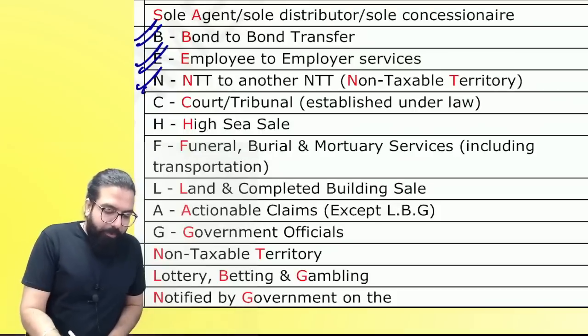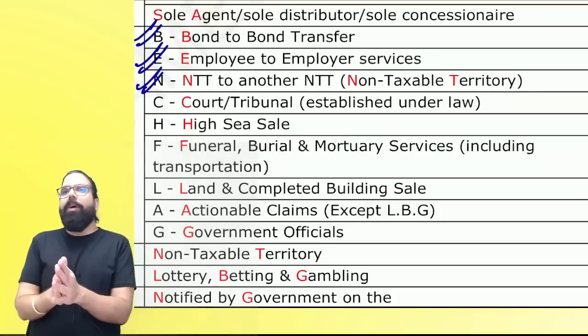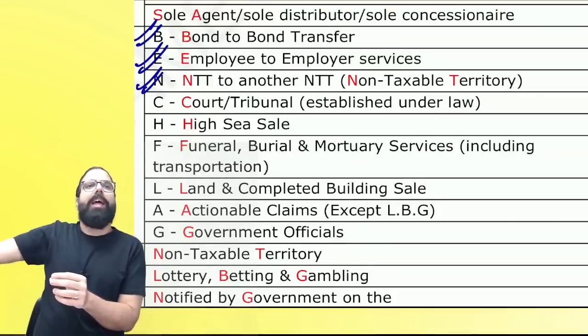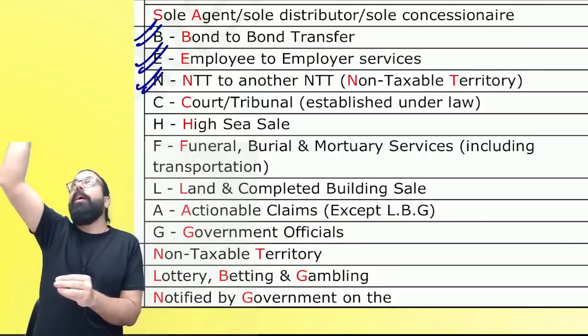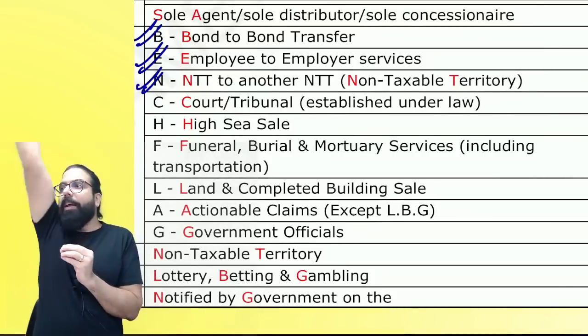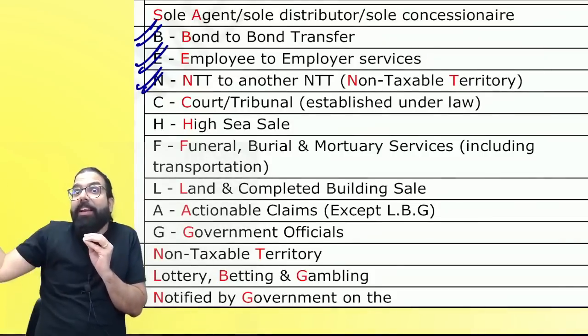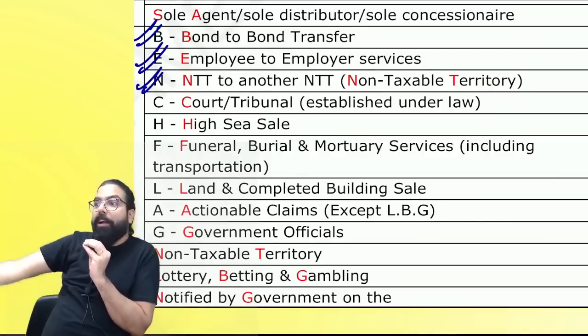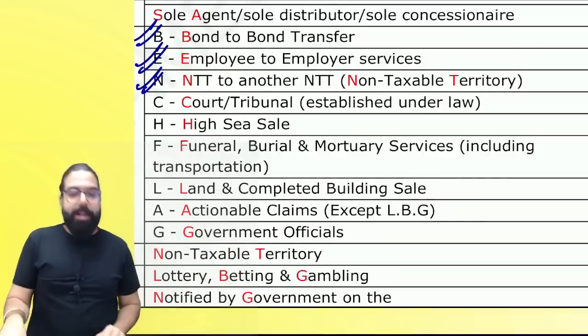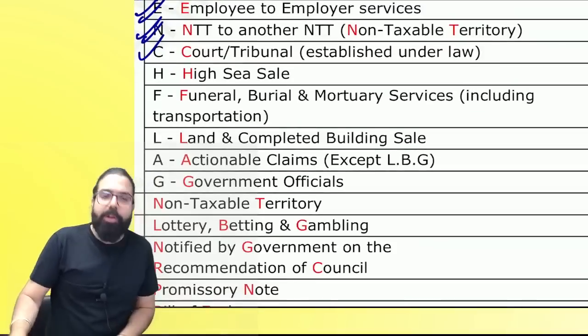Where are we? E for entity to entity. Everyone, I am in India. From China, I got goods directly delivered to the US. One non-taxable territory to another non-taxable territory. The person in China gave me the invoice, and I raised an invoice to the person in the US. I will not charge GST because goods went from China to US. Goods never entered India.